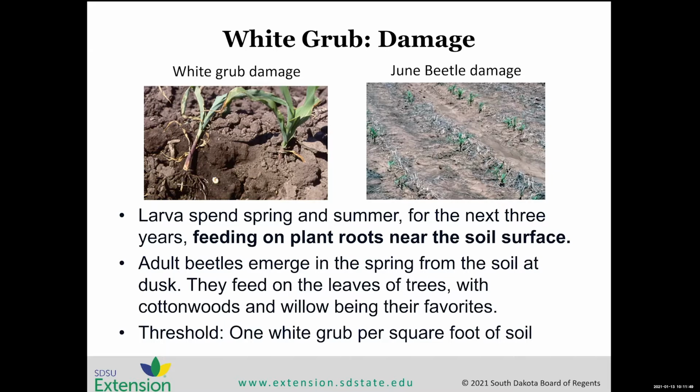Adult beetles emerge in the spring from the soil at dusk. They feed on the leaves of trees, with cottonwoods and willow being their favorites. So the adults pose no problem for us. It is the larva that causes that damage. The threshold for white grub generally is 1 white grub per square foot of soil. Again, you can try looking for that threshold, but it takes a lot of time to check a square foot or multiple square feet in your field. And in most cases, even if they are there, you might not find any.